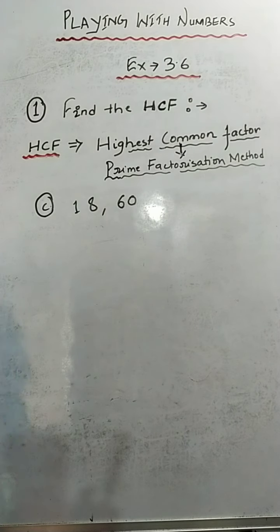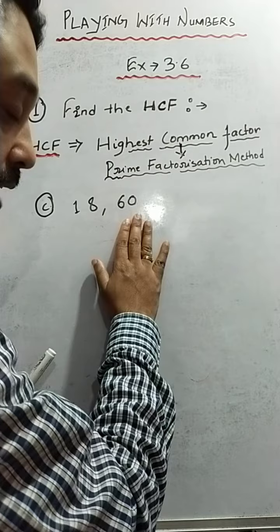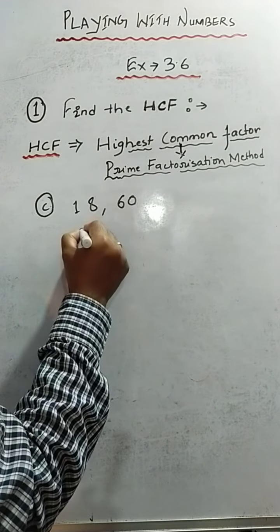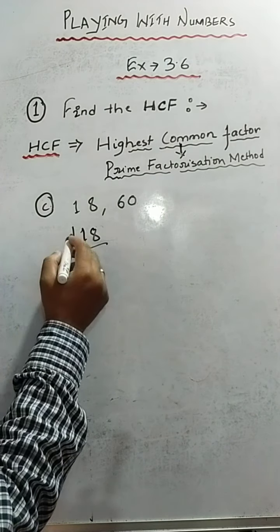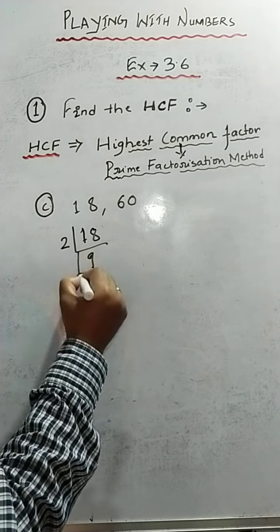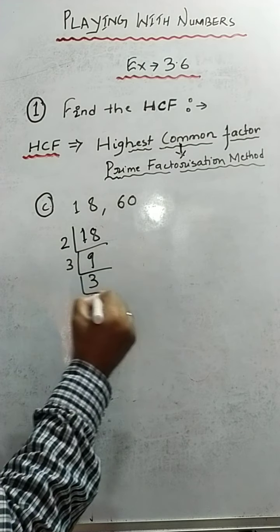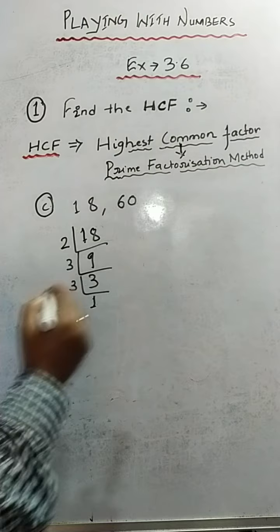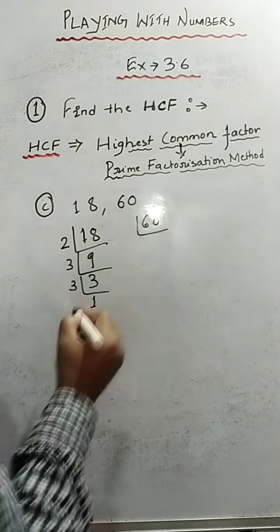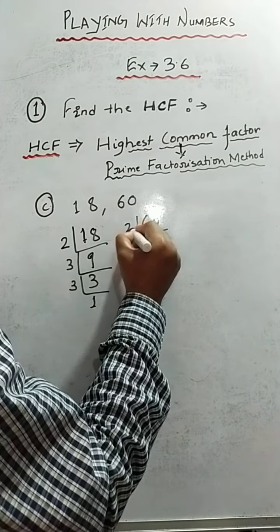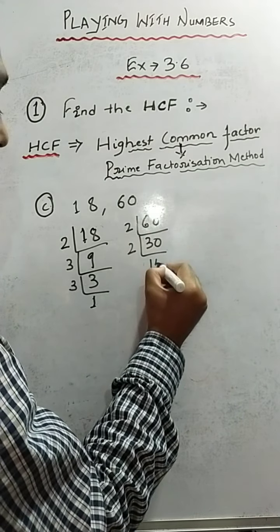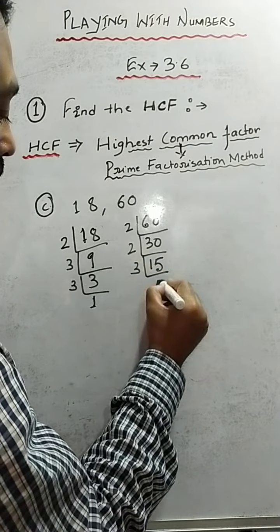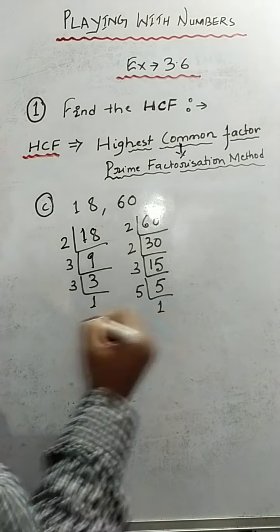Sum number C, we have 18 and 60. So again we will do the same thing. 18 is divisible by 2. So 2 nines are 18, 3 threes are 9, 3 ones are 3. Now let's do the prime factorization of number 60. So it is also divisible by 2. 2 thirties are 60, 2 fifteens are 30, 3 fives are 15, and 5 ones are 5.